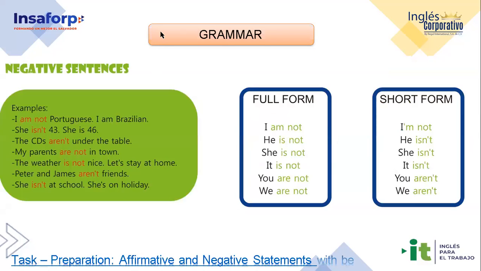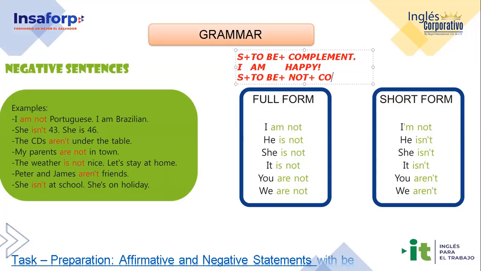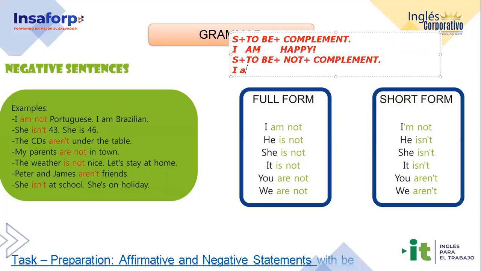Okay, so for the negative form, we're going to need the following. Ahí decíamos que para una positive sentence, we needed a subject plus to be plus a complement, right? So that was the structure. I am happy, for example. For the negative, you need a subject plus to be plus not plus a complement. Pues para la forma negativa, vamos necesitando nada más agregarle el not a nuestra oración. Look at this. I am not happy. Ahí tenemos todos los ejemplos.